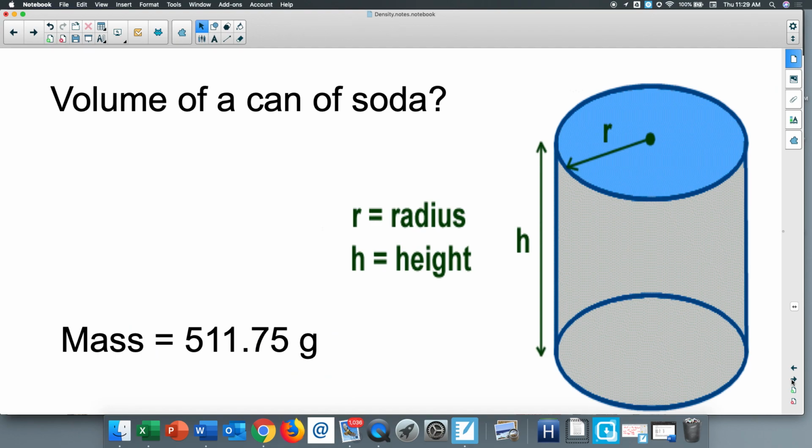All right, maybe that volume calculation was too easy for you guys. You want something a little more interesting? We've got a can of soda right here.